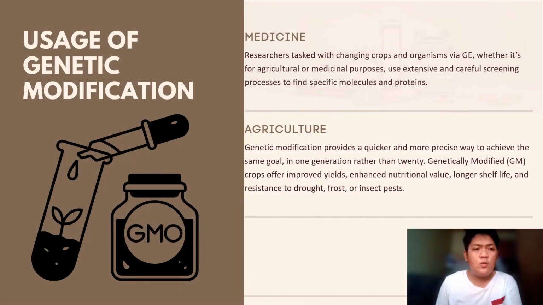Next, the usage of genetic modification in agriculture. Genetic modification provides a quicker and more precise way to achieve the same goal in one generation rather than 20. Genetically modified crops offer improved yields, enhanced nutritional value, longer shelf life, and resistance to drought, frost, or insect pests.